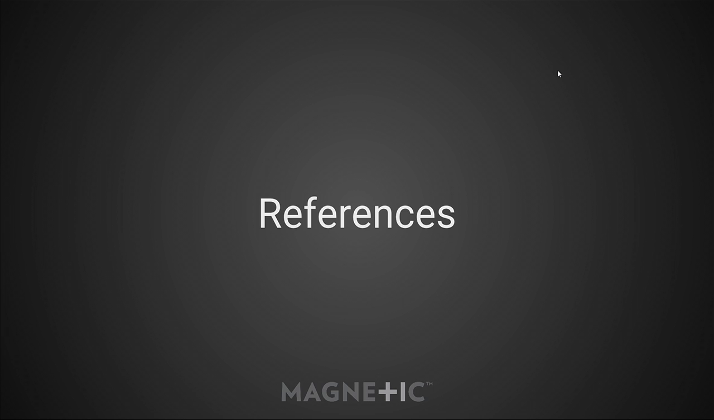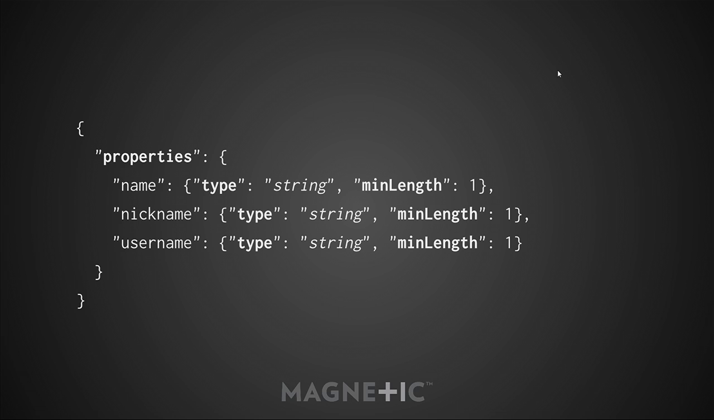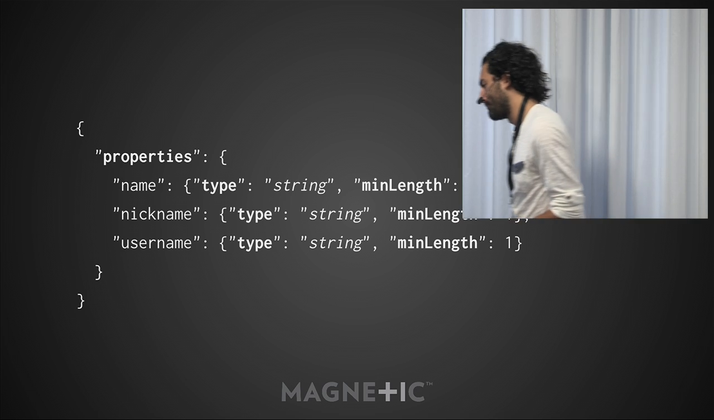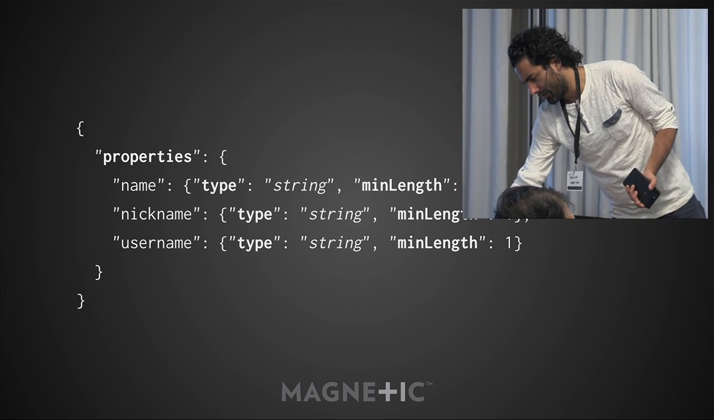Let's talk about references. So we're all good programmers. Like many good programmers, as soon as you give us a tool, we start to want to give names to things. So that's what references are. Here's a schema. There's 3 properties in here, trying to validate an object with a name, a nickname, and a username. All 3 of those are strings, and all 3 of those are non-empty strings because who has an empty name? So this is a bit repetitive.